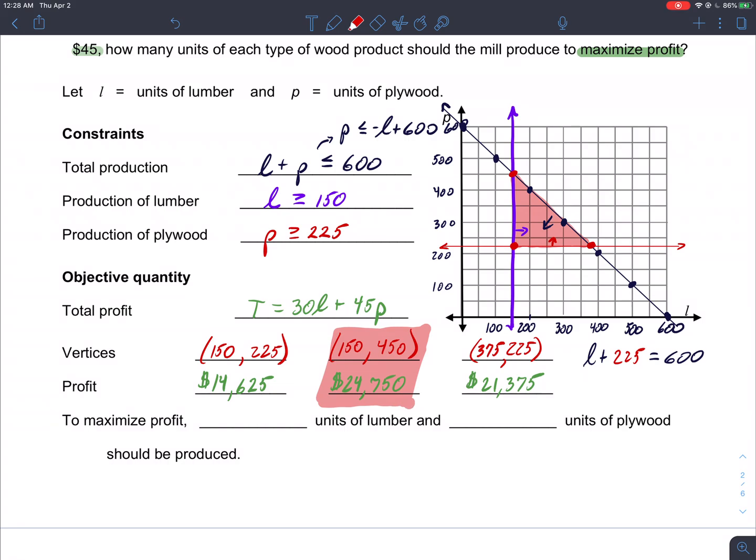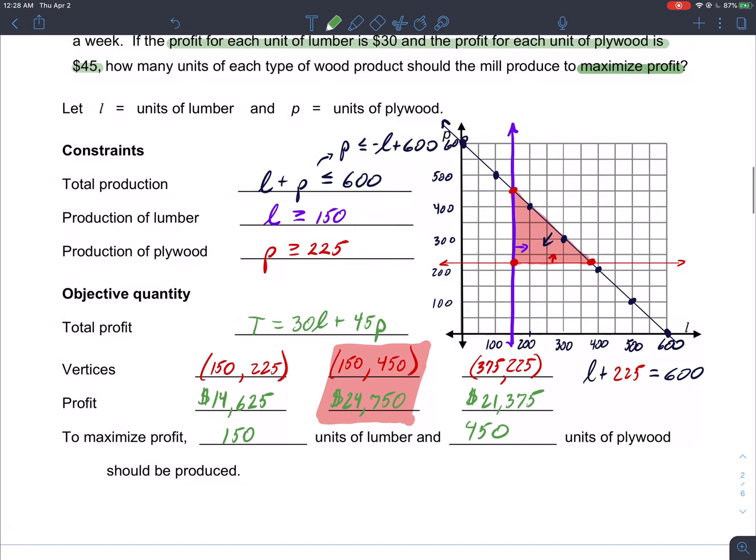And so it is pretty obvious here that the maximum, since we're trying to maximize profit, is at the second value. So maximum profit, if you do 150 units of lumber and 450 units of plywood. The question said, how many units of each should the mill produce to maximize profit? Well, if they do 150 units of lumber and 450 units of plywood, they will maximize profit, and that maximized profit will be $24,750. There we go.